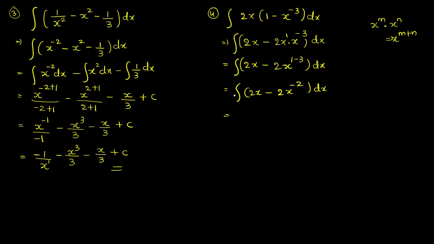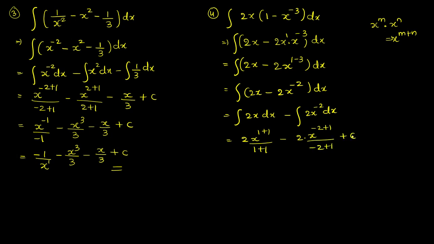We can apply the integration by separating the terms. So it's integration of 2x dx minus integration of 2x power minus 2 dx. So this will be, since 2 is a constant, you can keep it as it is, and x has no power, that means the power is 1. So x power 1 plus 1 over 1 plus 1, minus 2 as it is, x power minus 2 plus 1 divided by minus 2 plus 1, plus constant of integration c. So remember, you are going to add the constant of integration c when you are done with the integration.